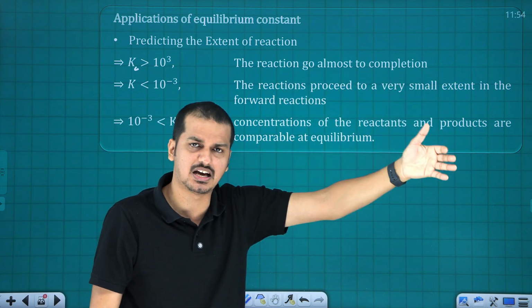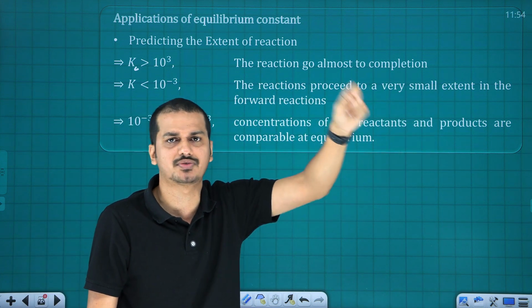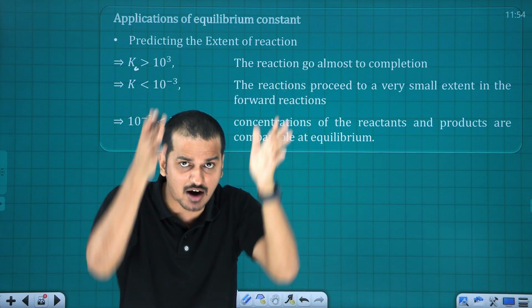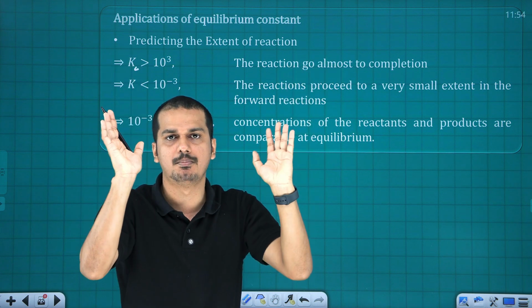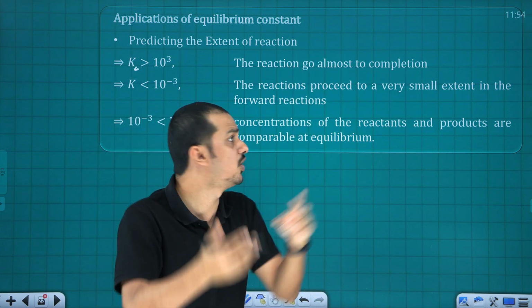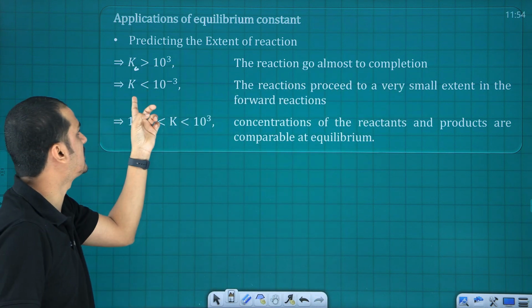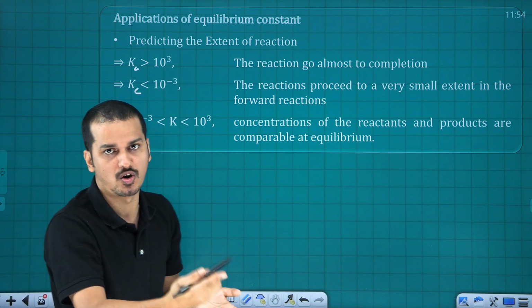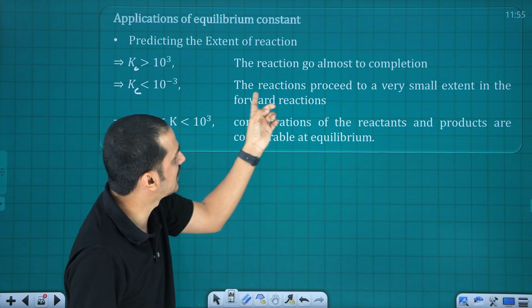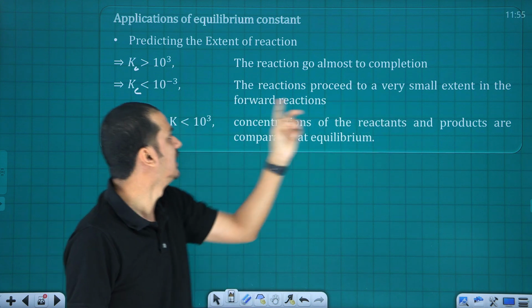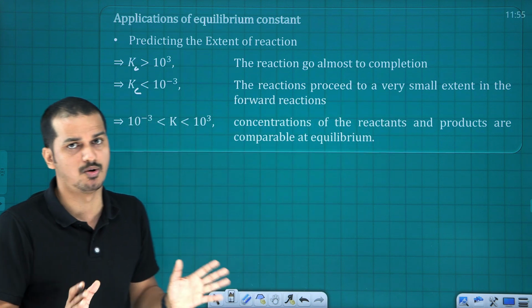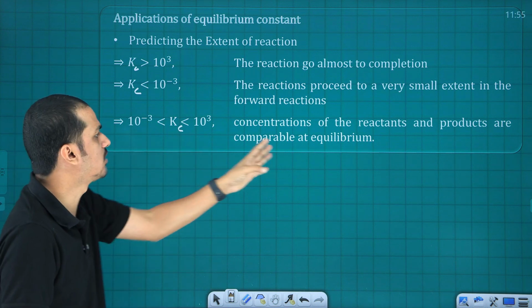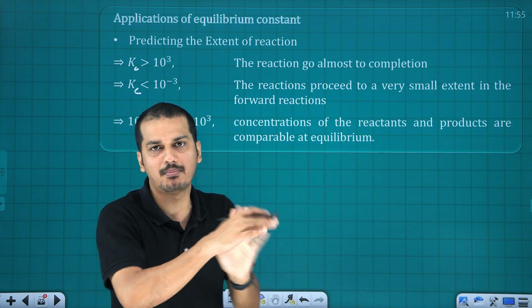Kc is a bigger value, so what is Kc? Concentration of C raised to c into D raised to d divided by A raised to a into B raised to b, that is product divided by reactant. If the product value is more, meaning the reactant value is less, the reaction is going almost to completion. And if the Kc value is less than 10 raised to minus 3, meaning product is less and reactant is more, the reaction proceeds only to a very small extent in the forward direction. And what about a Kc value between 10 raised to minus 3 and 10 raised to 3? The concentrations of reactants and products are comparable at equilibrium.